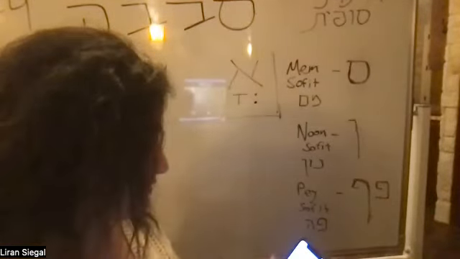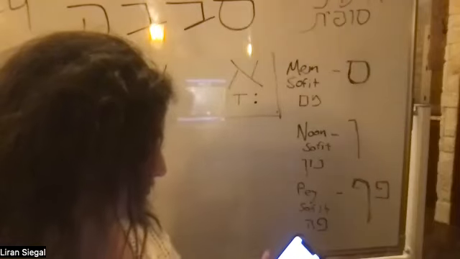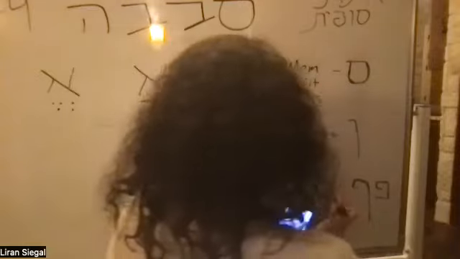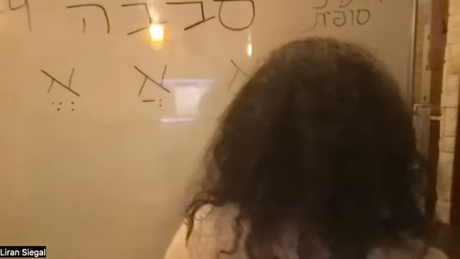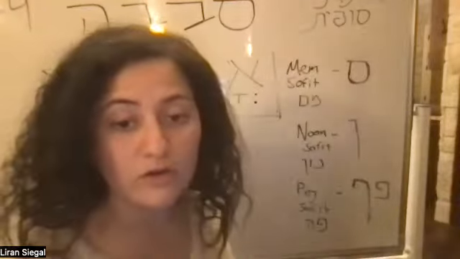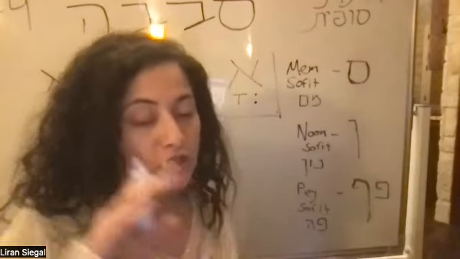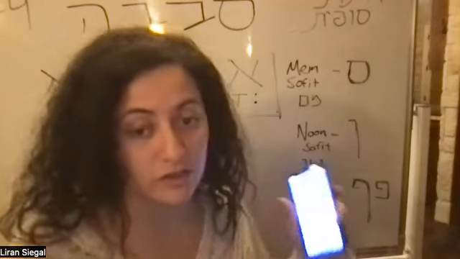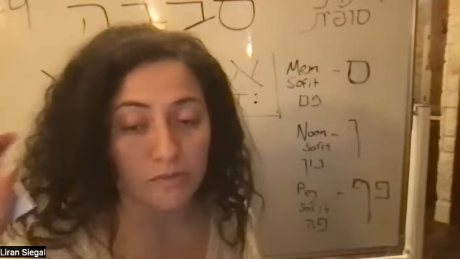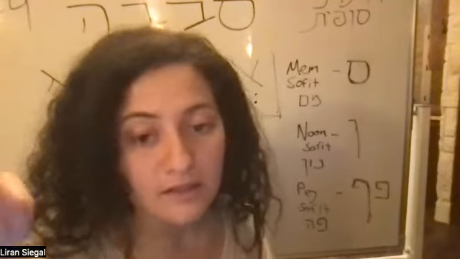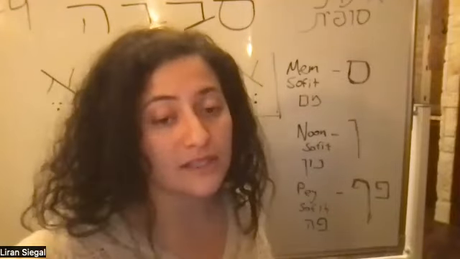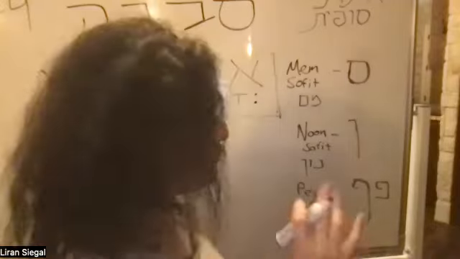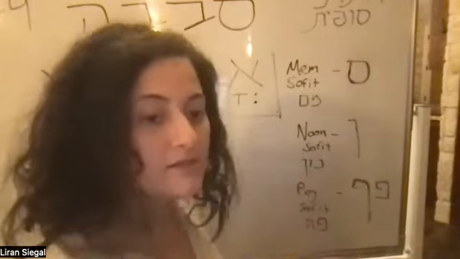Now we're going to learn tsadi sofit, which is the last ending letter for words. It looks completely different when we learn script, which I'm not going to teach this class, but probably the next one. Tonight, we're just going to concentrate on reading. And this, I'm going to finish it.